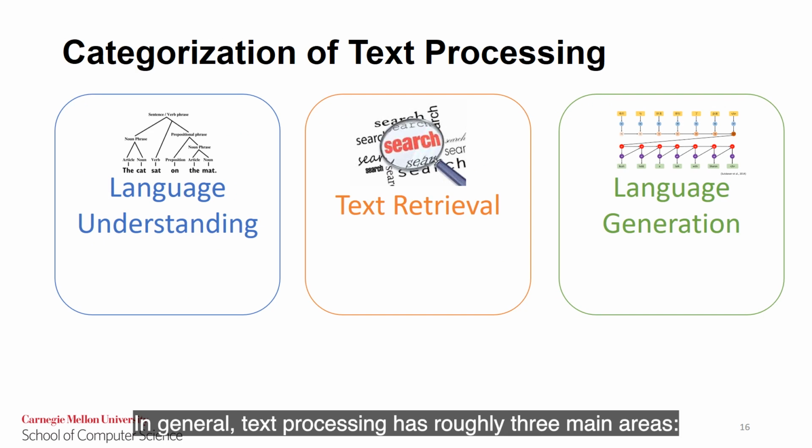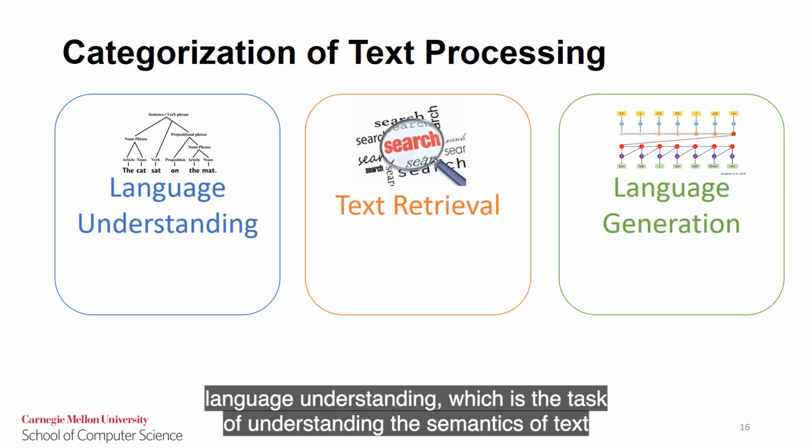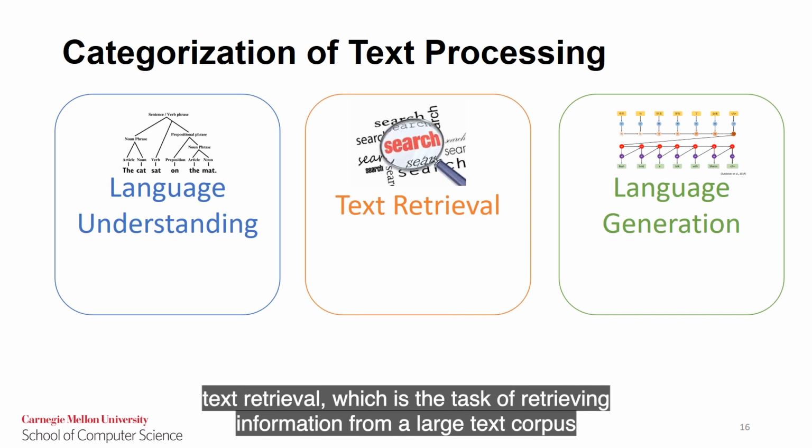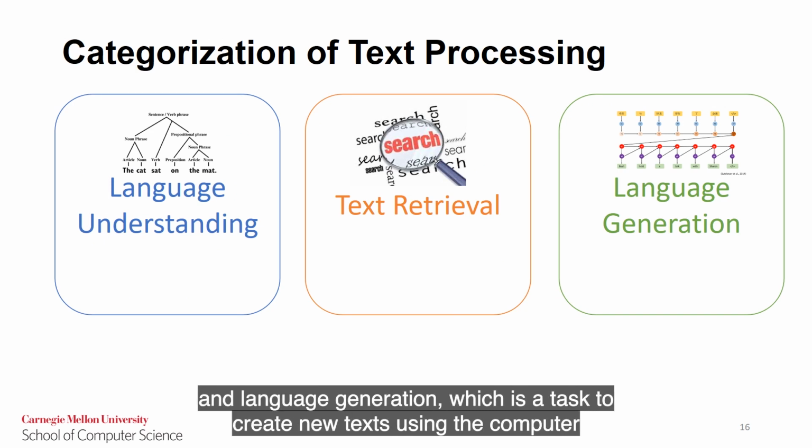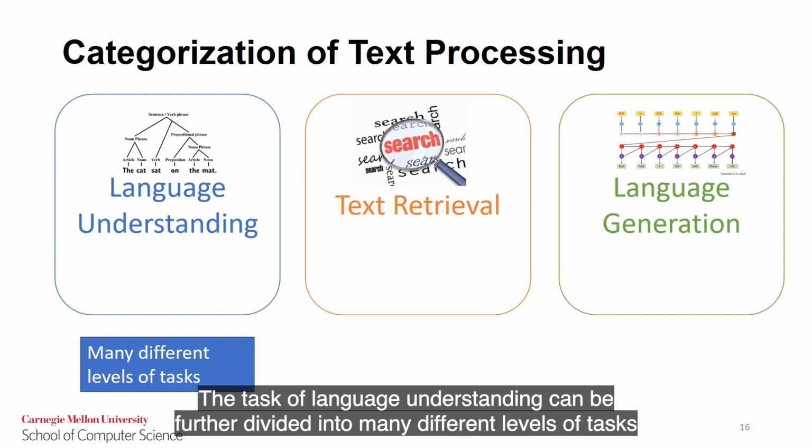In general, text processing has roughly three main areas. Language understanding, which is the task of understanding the semantics of text. Text retrieval, which is the task of retrieving information from a large text corpus. And language generation, which is a task to create new text using the computer. The task of language understanding can be further divided into many different levels of tasks.